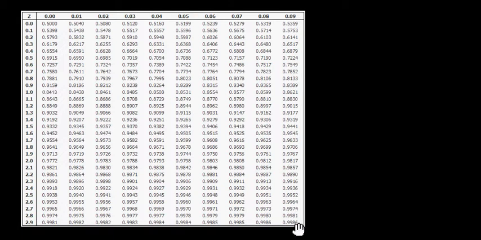2.99 is right here, so 99.86% of the data will be less than 2.99 standard deviations above the mean. Okay, so what we're going to do, we're looking at 1.3 anyway, so we go down along here. Here's 1.3 standard deviations above the mean. So our value here is 0.9032.